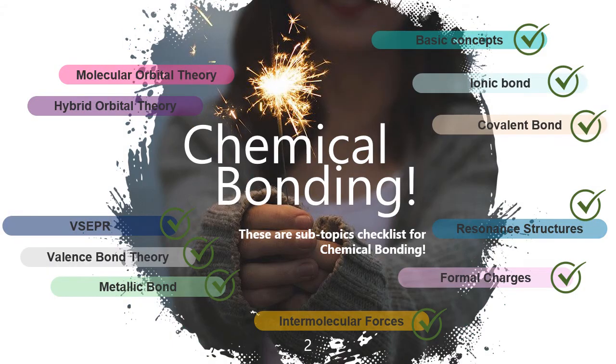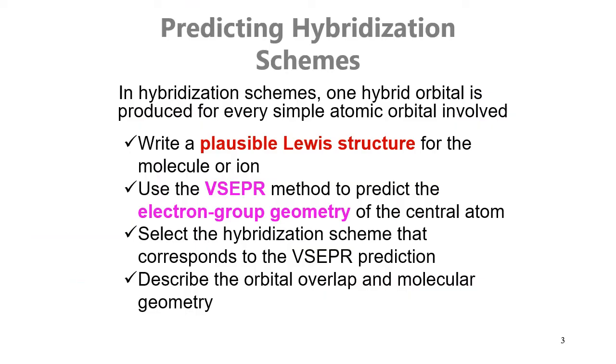In the previous video, we were introduced to hybrid orbital theory, part 2, where we learned the formation of sp, sp2, sp3, and other types of hybridizations. So now we are going to learn more about hybrid orbital theory, and this is part 3. We can begin with the question: how to predict hybridization schemes?